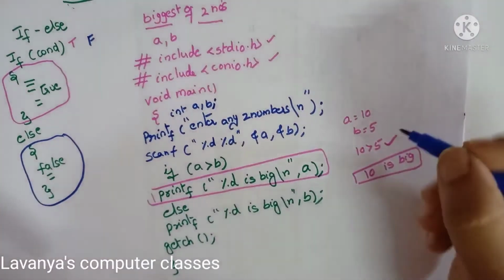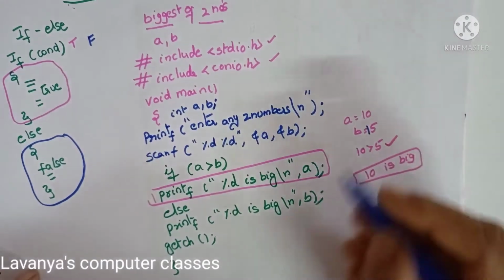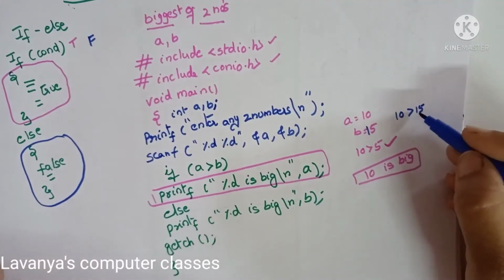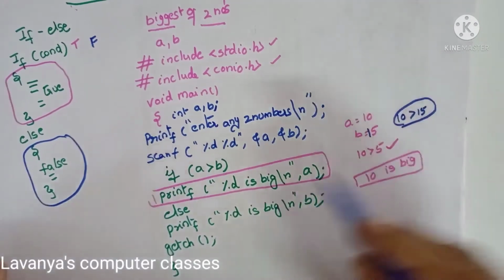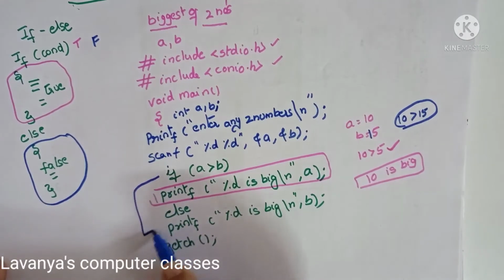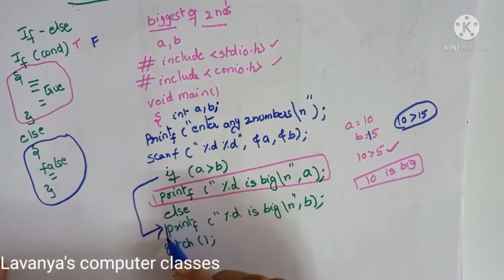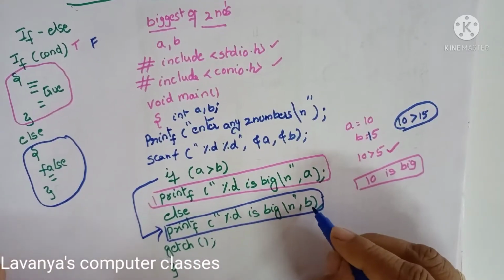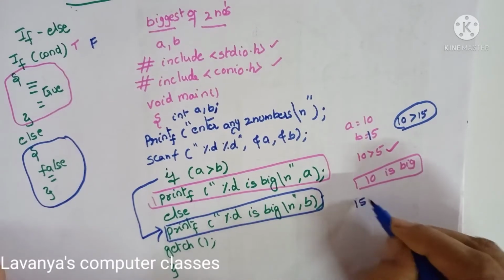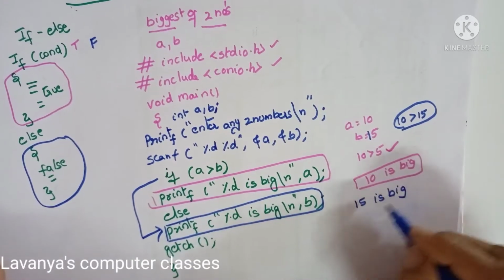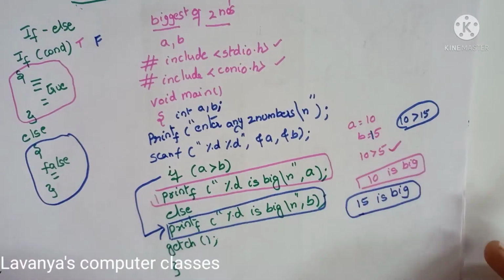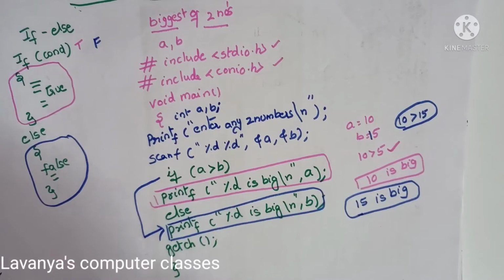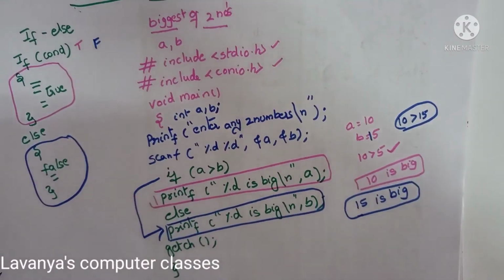Then the program is closed. Otherwise, if I take a value 10 and b value 15, again check the condition. 10 greater than 15, what happens? The condition is false. If the condition is false, the statement after else is working. That is the printf "%d is big" after else. Which one is big? b is big. So 15 is big, the answer is 15 is big. So in these two numbers, you have to check which one is big. That is the example for if-else statements. Either it executes the true block or it executes the false block statements.